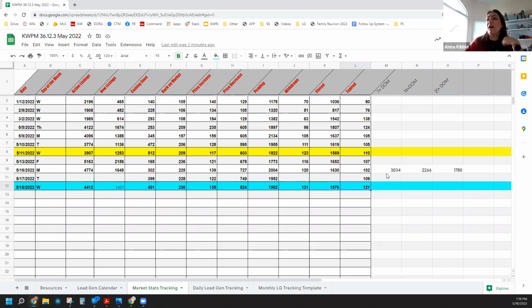Expired listings, typically much higher right at the beginning of the month, right? So we did see them at the height for May, right, at 124 at the beginning of the month, and now they're kind of trickling up. So we can see what happens there.